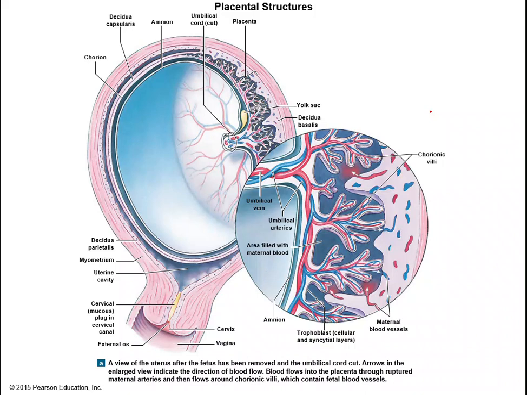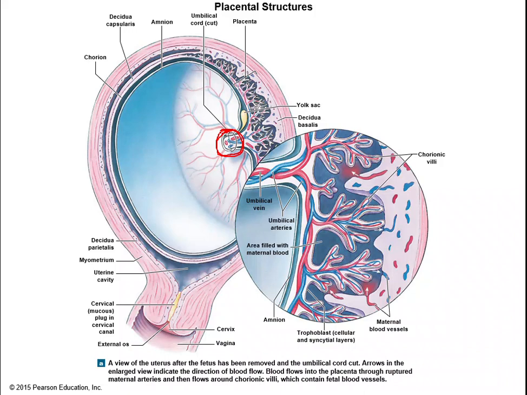Now, the placenta is connected to the embryo through the umbilical cord. And you can see that right here. This is how the embryo is connected to the placenta through the umbilical cord.